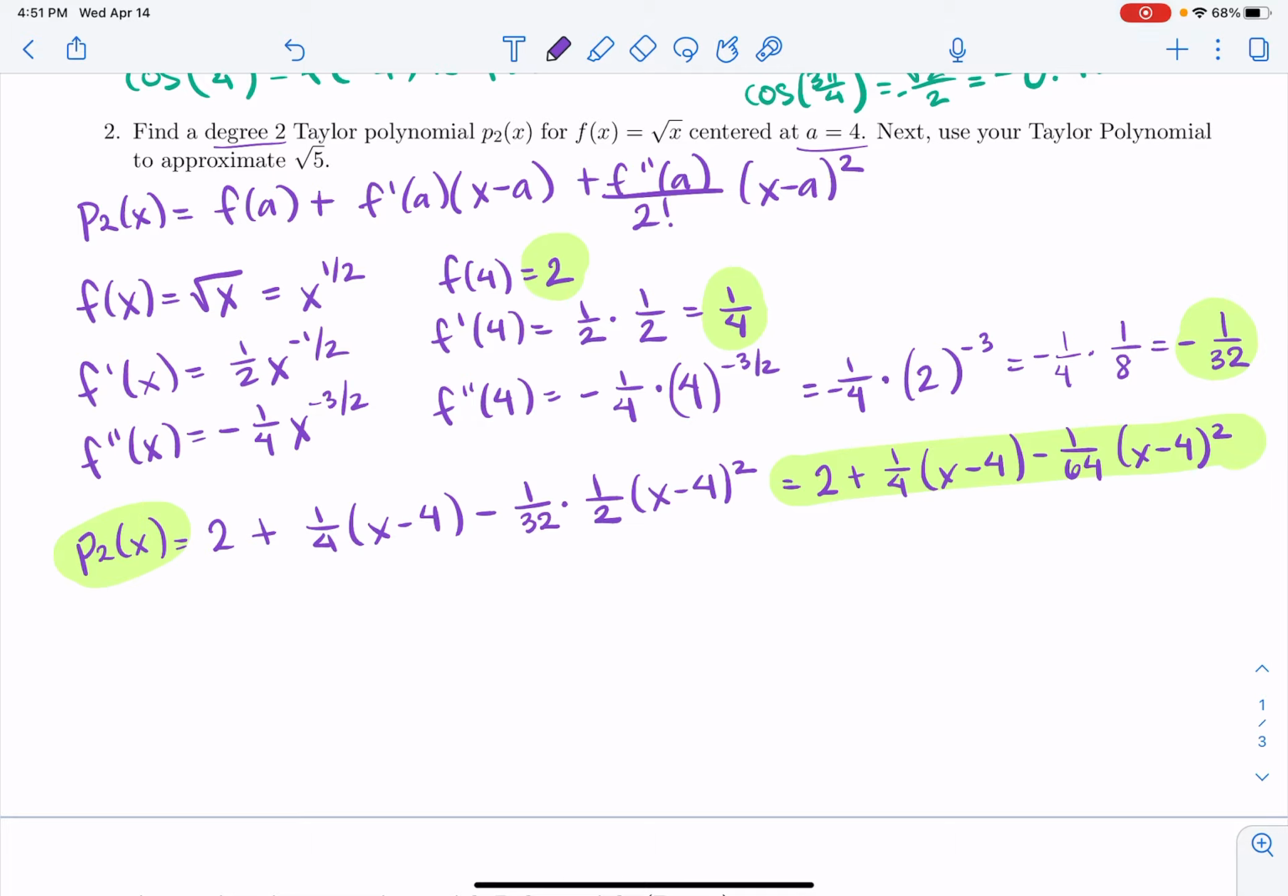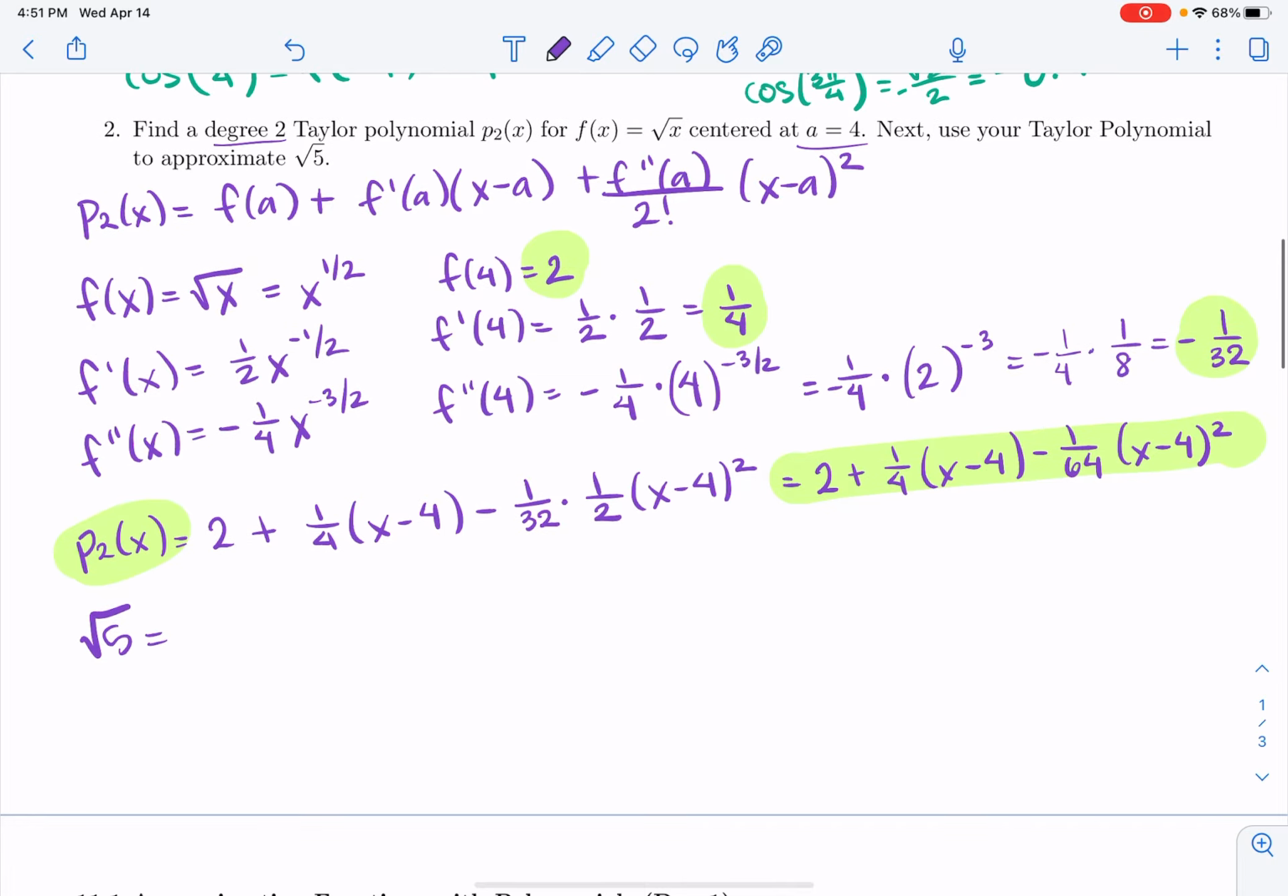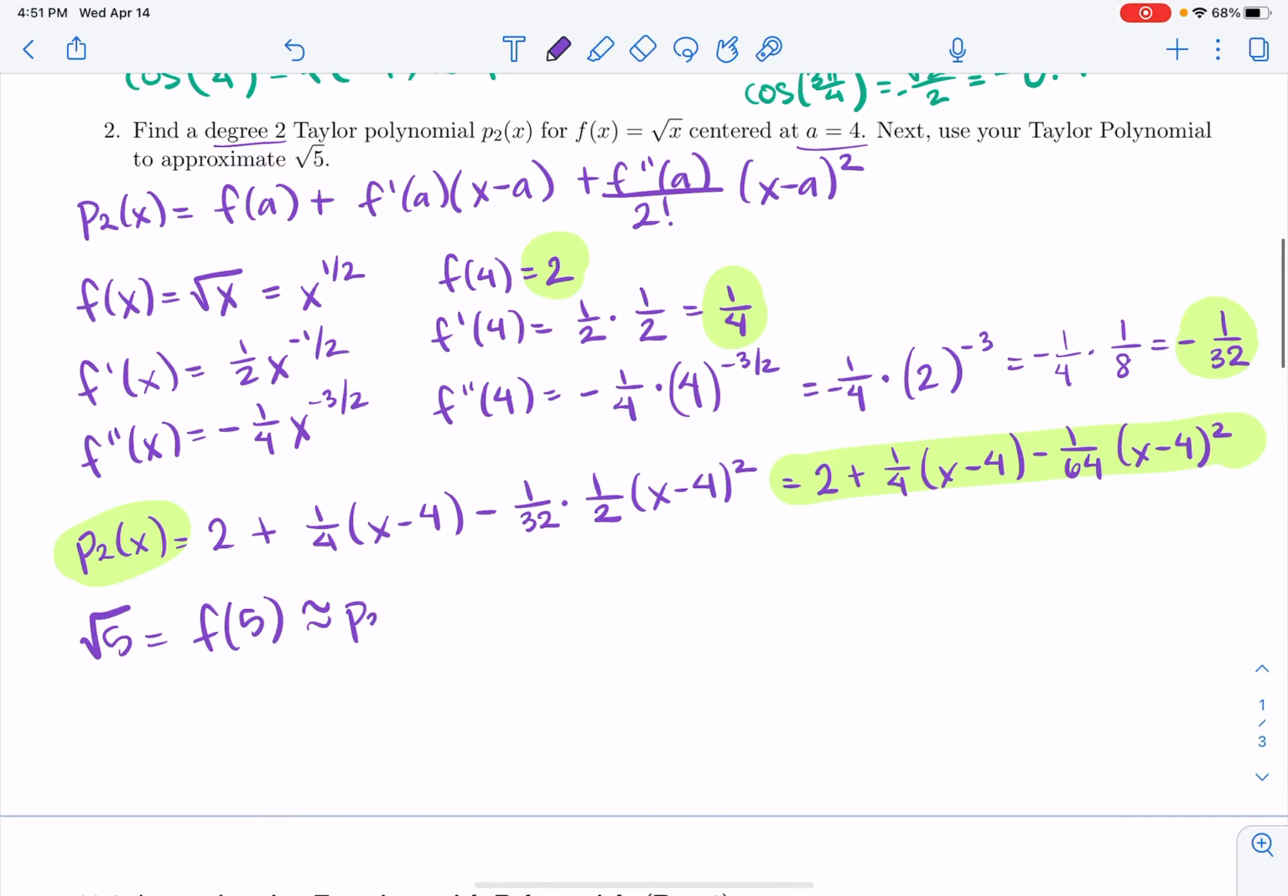Okay, so next, use your Taylor polynomial to approximate square root of 5. Square root of 5 is equal to f of 5, right? Because f of x is square root of x. So f of 5 is approximately equal to P2 of 5. So we're going to plug it in. So we get 2 plus 1/4 times 5 minus 4, which is 1, minus 1/64 times 5 minus 4 squared, which is 1 squared.